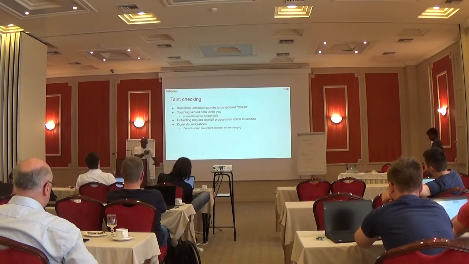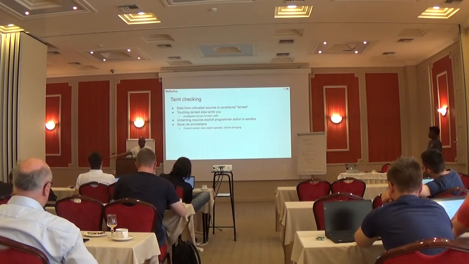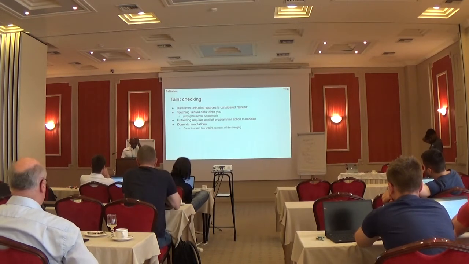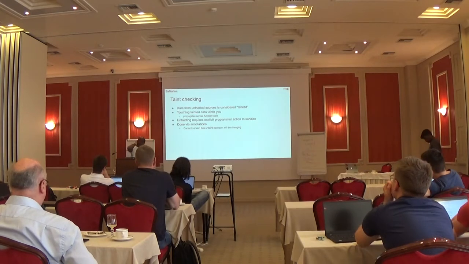So again, this forces the programmer to be aware that you got something from the network and you're trying to send it to something that says, I want to make sure you know what you're doing, you give me good stuff. That's what the taint analysis manages to do. To untaint something, you have to actually do something.